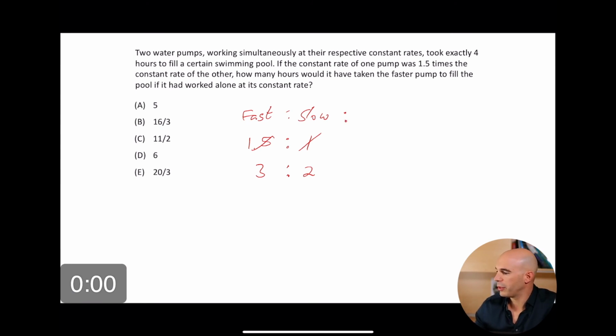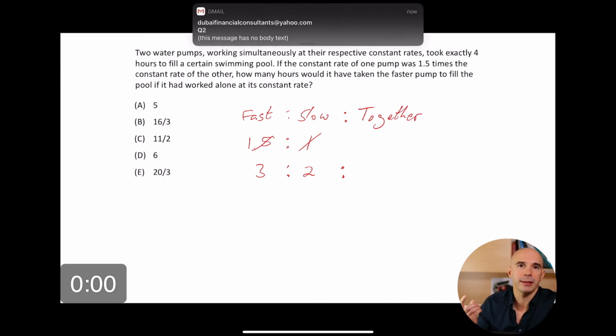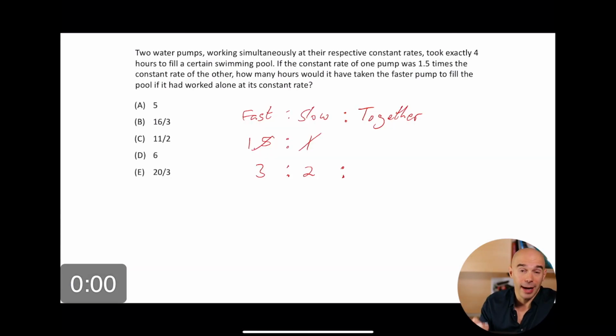Then what you would want to do, and this should really be automatic when you have a ratio of a fast pump to a slow pump, is to talk about how fast they would be together. And how fast would they be together? In this case, it would be 3 plus 2 equals 5. So because rates are additive, you can add them if they're working together. You can add the 3 and the 2.